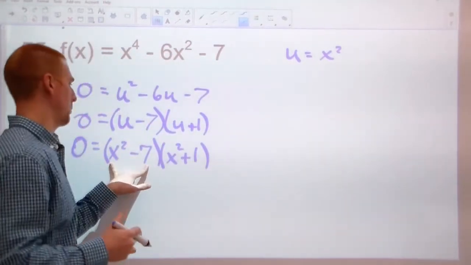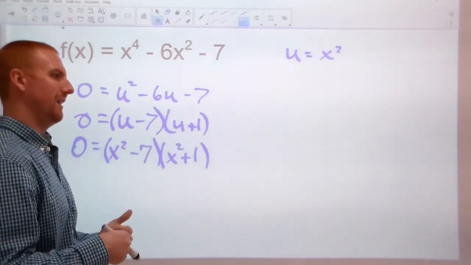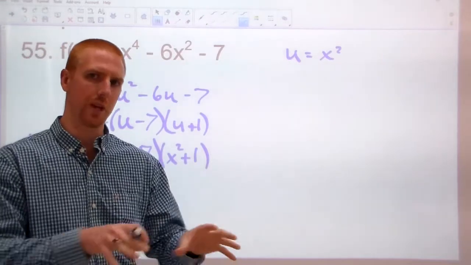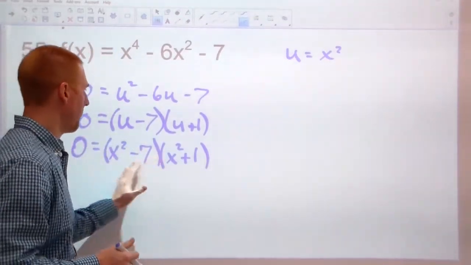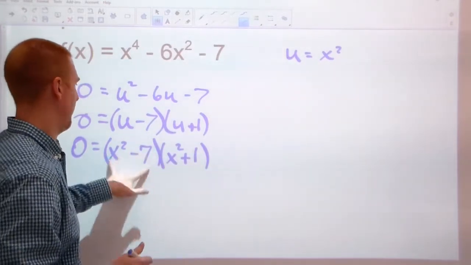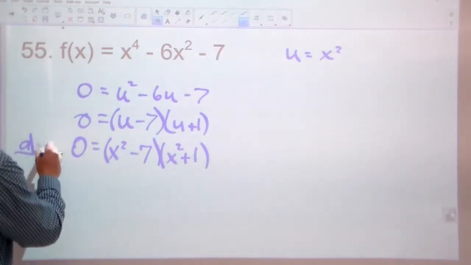Now, this is a difference of squares, but 7 is not a perfect square, so if you try to take the square root of it, it's going to be an irrational number. So if you're keeping this in totally rational numbers right now, there's nothing more you can do. The only way to factor this is to go to irrationals. So that's where you would stop for part A.